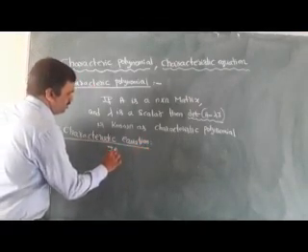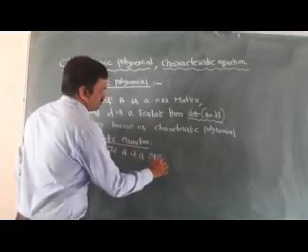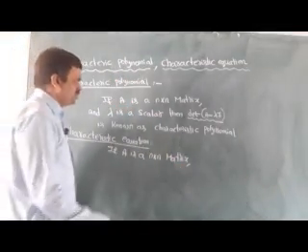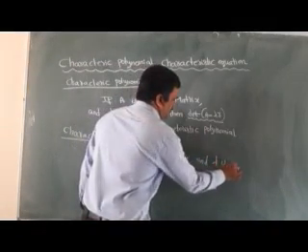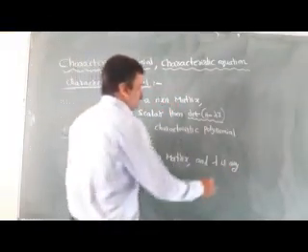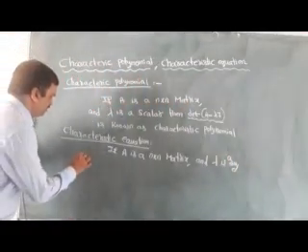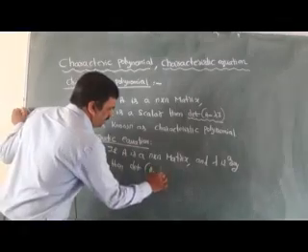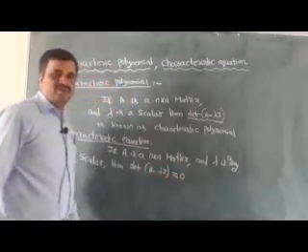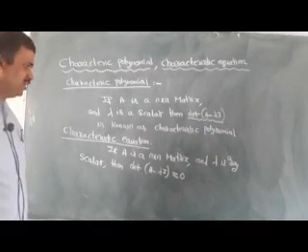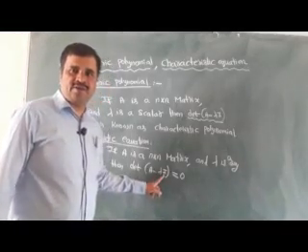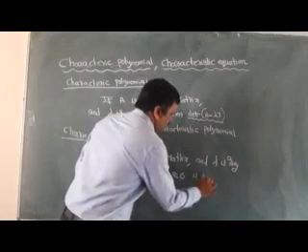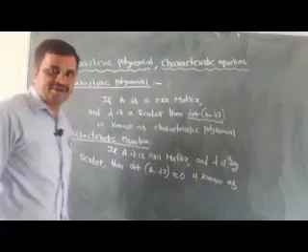If A is an n by n matrix and lambda is any scalar, then the determinant of A minus lambda I equal to 0, where I is the identity matrix, is known as the characteristic equation.